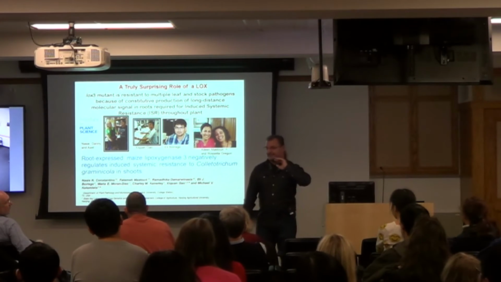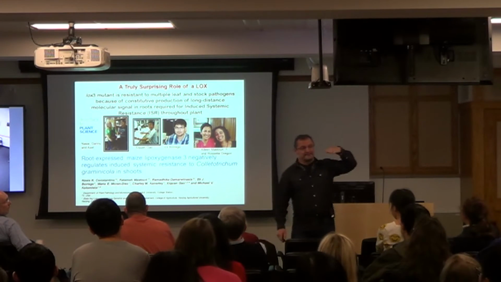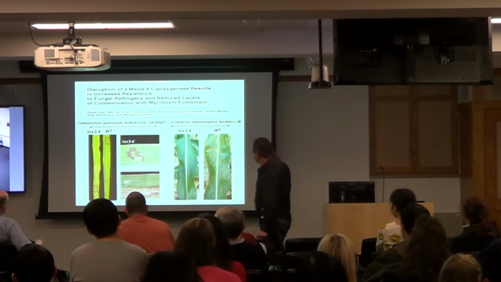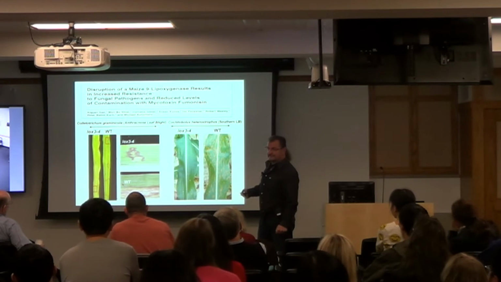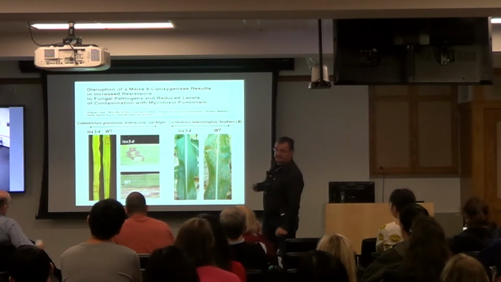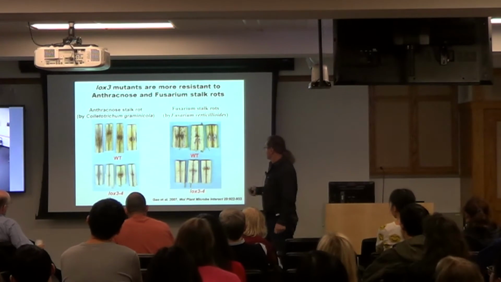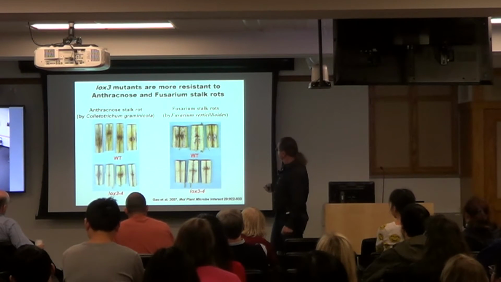and I never figured out why LOX3 mutants are more resistant to anthracnose leaf blight, southern corn leaf blight, and I will show you this data. So if you plant LOX3 mutants in the field, they have always shown the same phenotype. They're much more resistant to southern corn leaf blight. They are more resistant to anthracnose leaf blight. They are more resistant to anthracnose stalk rot or fusarium stalk rot.